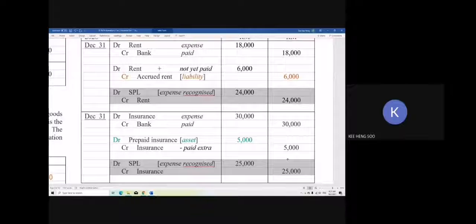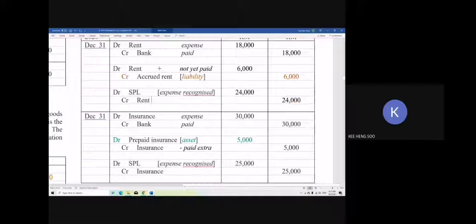Expenses incurred, recognize. If you want to add one more word, you can write expenses incurred. This is expenses incurred, recognize. Clear? Next.